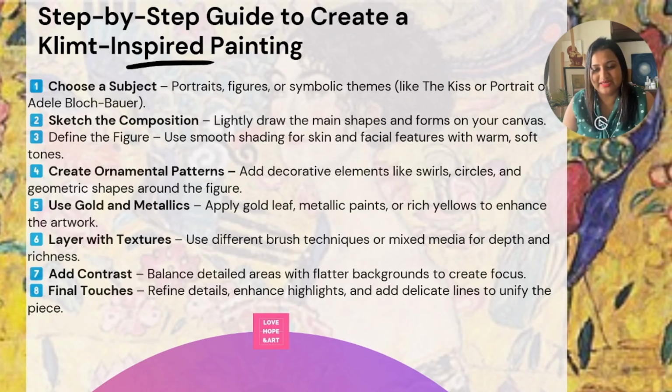Use gold and metallics. Apply gold leaf or metallic paints or rich yellows to enhance your artwork. Then layer with textures. Use different brushstroke techniques and mixed media for depth and richness. If you want to learn more about these, you can refer to both the acrylic painting for beginners or the gold foil mastery for beginners. Now add contrast. Balance detailed areas with a flatter background to create focus. And finally, refine the details, enhance the highlights, and add delicate lines to unify your whole composition.